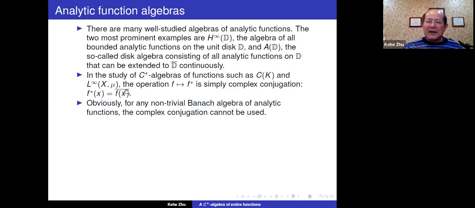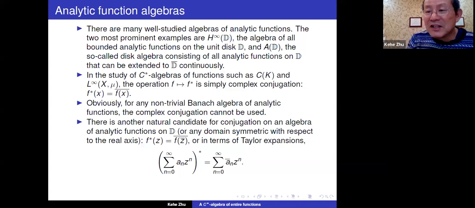And that is why, as far as I know, all the Banach algebras of analytic functions so far are not C-star algebras, and nobody has really studied any C-star algebras of analytic functions before. Again, it's because the natural complex conjugation is not well defined on these Banach algebras. So if you want to study a C-star algebra of analytic functions, the first thing you need to do is come up with a conjugation operation, a star operation.